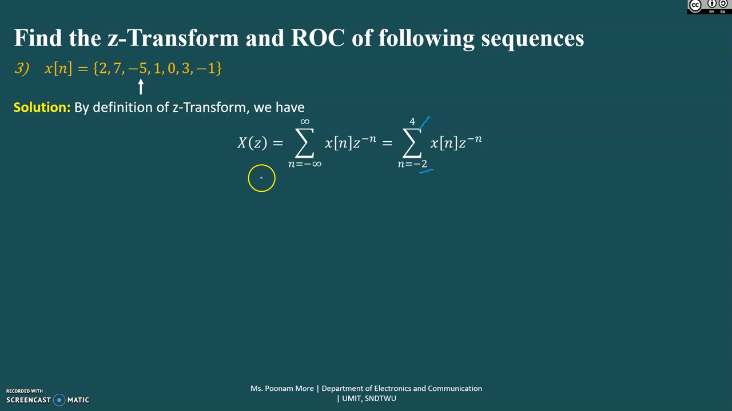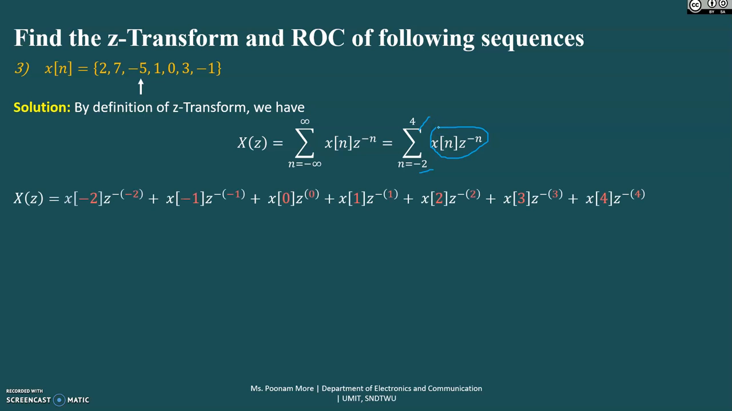Now over here, we will simply expand the summation by substituting the value of n in this expression. So therefore, we can have x of z as expressed over here. Starting from n equal to -2, we can write x of z as x of -2 into z raised to minus of -2 plus x of -1 into z raised to minus of -1, and so on. We can have x of z.